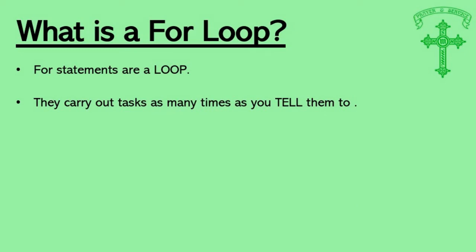What is a for loop? The definition is they are statements that are used in a loop and they carry out tasks as many times as you tell them to. That's the key for a for loop, is it carries out the task for a specific number of times. Now you don't necessarily say do it 10 times, you don't necessarily say do it 50 times, but you might say do it for as many times as you need until you reach 100 or something like that.